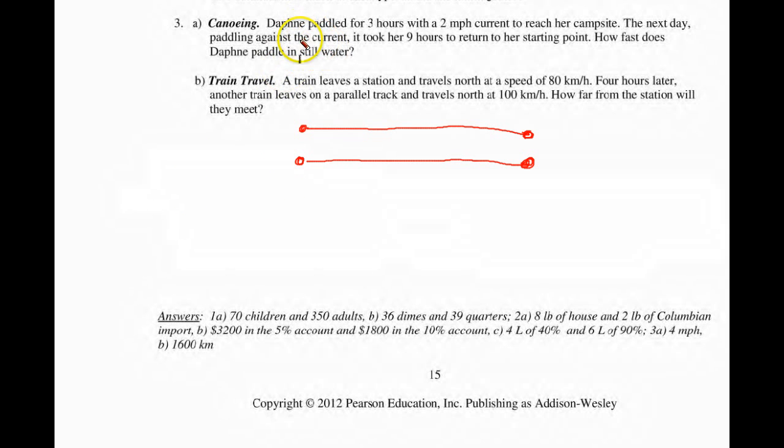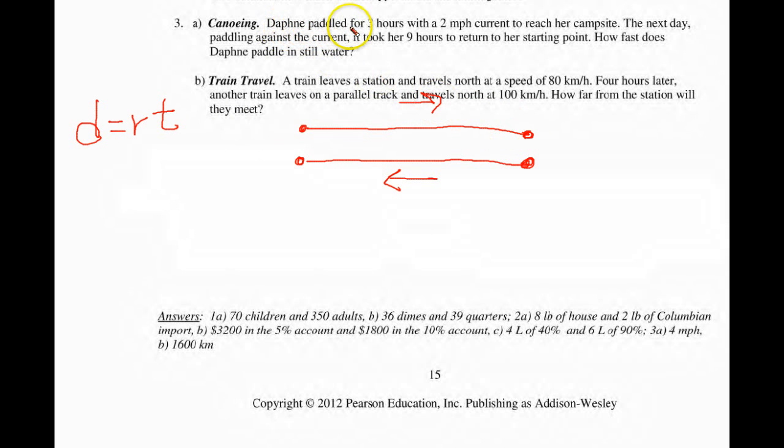So here, this person is going to go upstream and then downstream. So the amount of distance covered going one way and the opposite way, the distances are the same. Now we're using the formula distance equals rate times time. So what we want up here is distance. This distance and this distance is the same. So we need a rate times time for this.